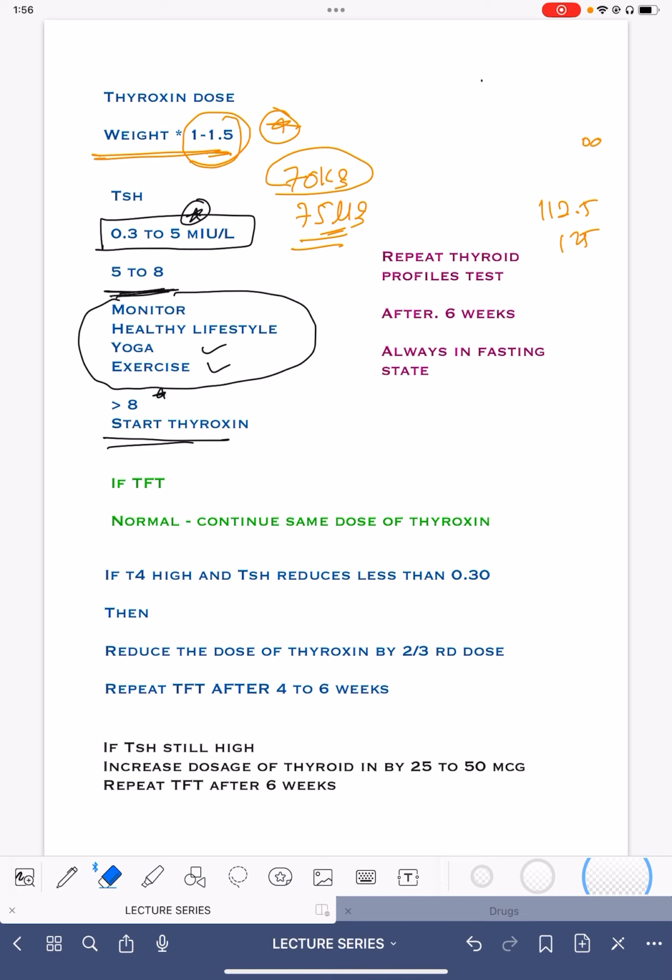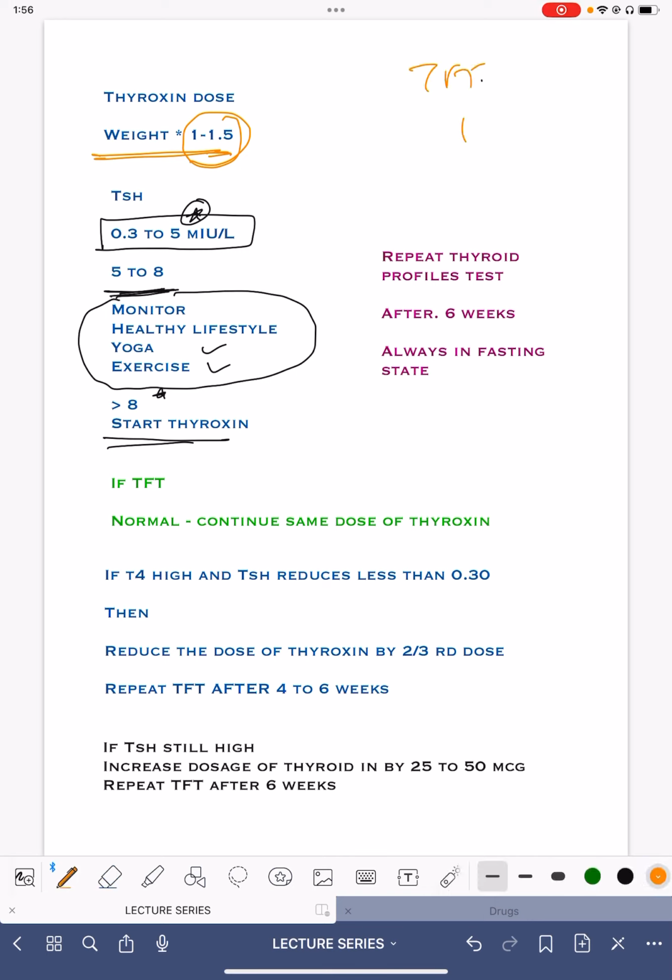So it is approximately the weight, or weight times 1.5. We start with the initial dose, and we ask the patient to repeat the thyroid profile test after 1.5 months, meaning around 6 weeks, because TSH has a half-life of around 7 days. After 6 weeks, we repeat the thyroid profile test, and this has to be done in a fasting state only, because food can increase the levels of T4. It can modify the TSH levels.